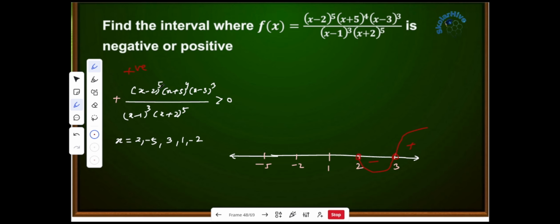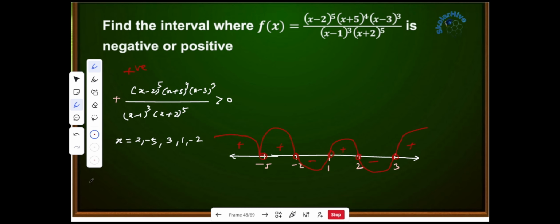Again check at 2, so here also the power is odd, so it will change from negative to positive. At 1 again the power is odd, so it will change from positive to negative. Then here also negative to positive. And for x minus 5, that is for x equal to minus 5, this is the factor for which the power is even, so it will not change the sign, it will continue to be positive. Now we got the critical points and the intervals where the particular expression is positive and negative.